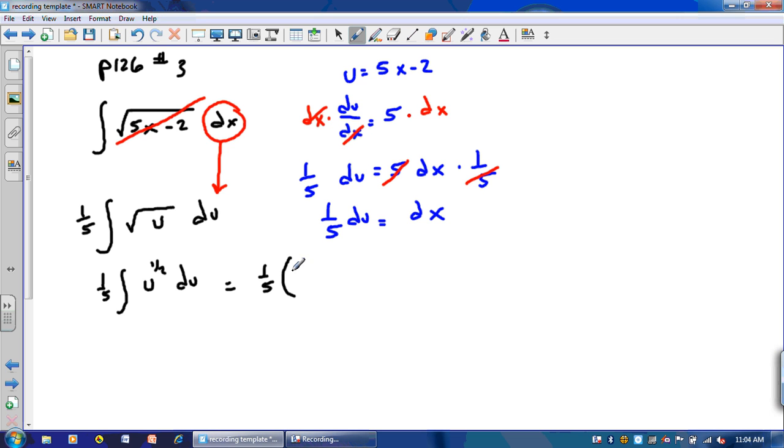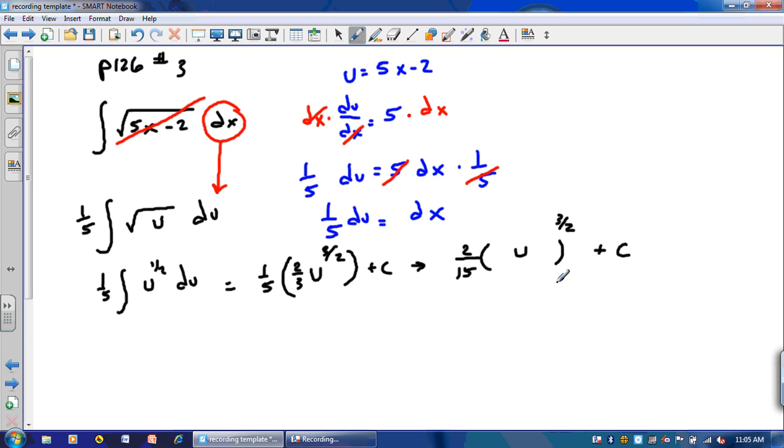Okay, to find the antiderivative of this, we'll add 1 to the power. 1/2 plus 1 is 3/2, and then multiply by the reciprocal of 3/2, which is 2/3, and add our constant. We can multiply these constants together. We'll have 2 over 15 times u to the 3/2 plus c.